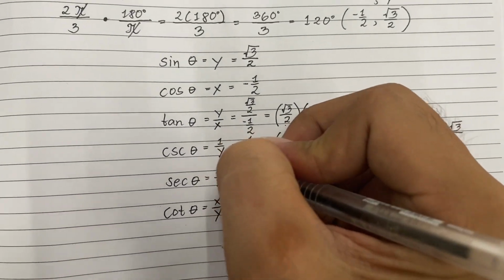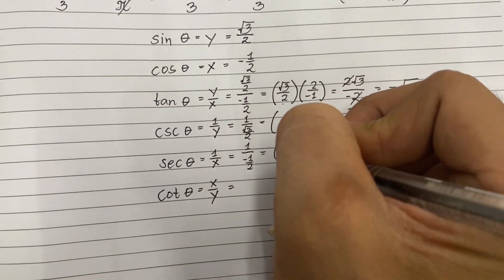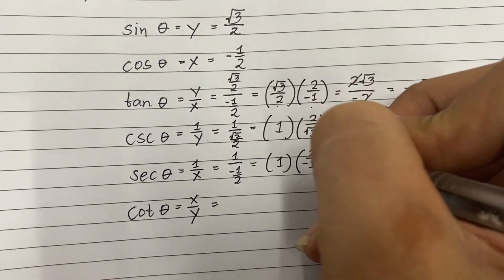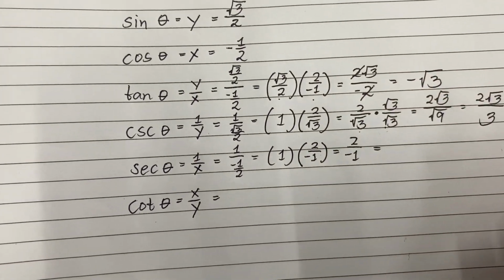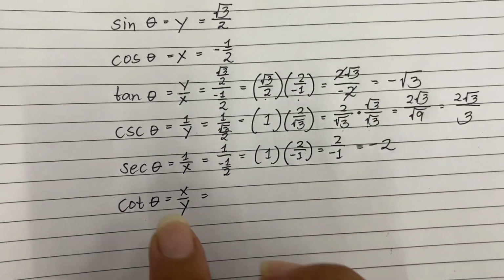Now let's proceed to secant theta, which is 1 over x. So that's 1 over negative 1/2. 1 times the reciprocal of 1/2 is 2 over 1. Keep the negative, ha. 1 times 2 over negative 1 is 2 over negative 1. Divide, the answer is negative 2.